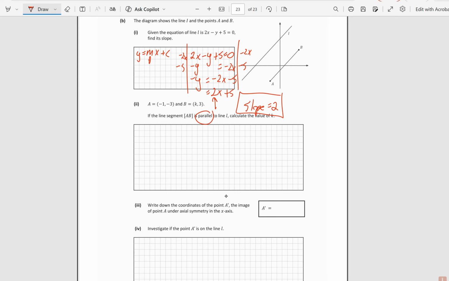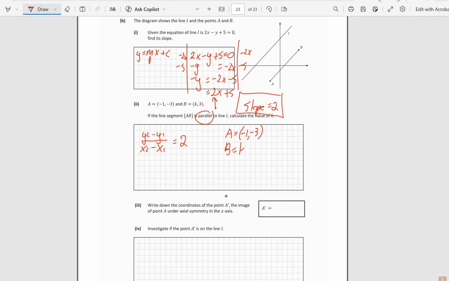So here's what I'm going to do. I'm going to use the slope formula, which is y2 minus y1 over x2 minus x1. Now I know that the line segment AB is parallel to line L, and the slope of line L is 2, so I know that. Now let's start filling in the y2, y1, x2, x1. So A equals minus 1, minus 3.